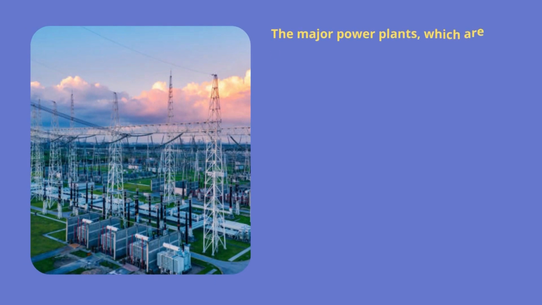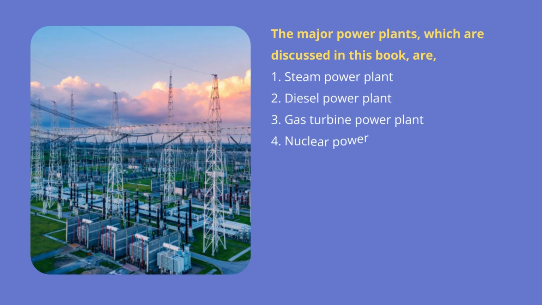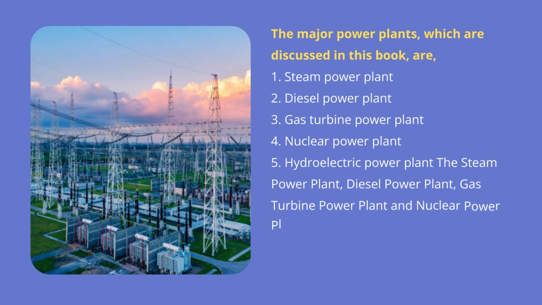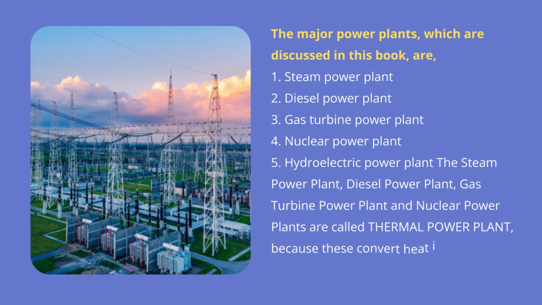A power plant may be defined as a machine or assembly of equipment that generates and delivers a flow of mechanical or electrical energy. The main equipment for the generation of electric power is a generator. When a prime mover is coupled to it and runs the generator, electricity is generated. The type of prime mover determines the type of power plant. The major power plants discussed are steam power plant, diesel power plant, gas turbine power plant, nuclear power plant and hydroelectric power plant. The steam, diesel, gas turbine and nuclear plants all come into the category of thermal power plants because they convert heat into electrical energy.